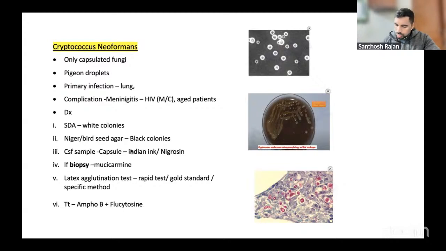Okay, now we go to Aspergillus. You know that Aspergillus also causes opportunistic infection. Here the important thing is the etiology. We have three important species you have to mention: Aspergillus niger, Aspergillus flavus, and Aspergillus fumigatus.